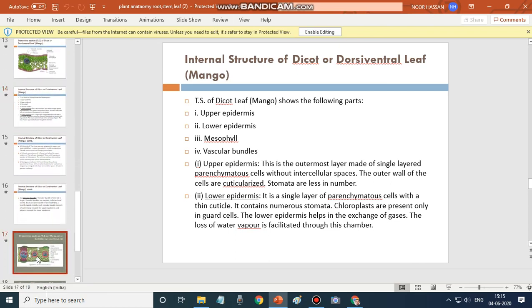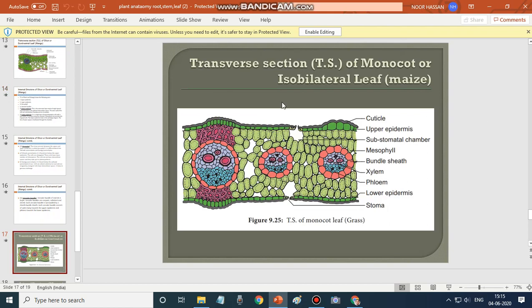This is about a monocot leaf. And here you can understand the difference. There it is written on the slide that it is a dorsiventral leaf, but here it is called an isobilateral leaf. In all monocot leaves, the leaf is said to be isobilateral because iso refers to same, bilateral, that is both the sides, both dorsal and ventral side, you cannot find any difference. So it is called an isobilateral leaf.